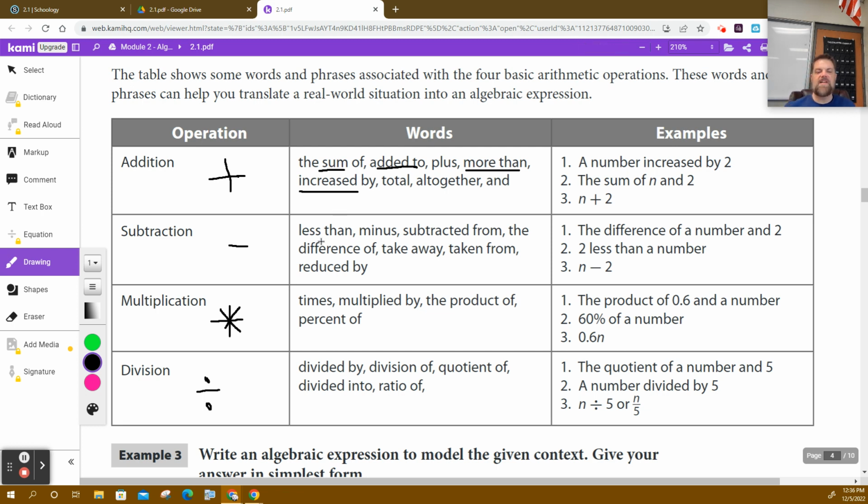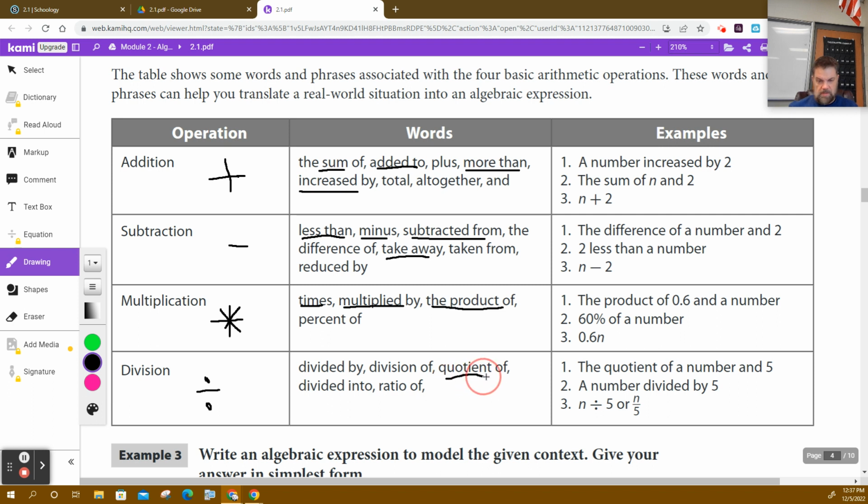Okay? Same thing down here for subtraction. If it says less than, it's probably subtraction, but you really got to think about, does it really mean subtraction? Now, if they say minus, that's definitely subtraction. If they say subtracted from, that's definitely subtraction. If they say take away, that's definitely subtraction. When they straight up say times or multiplied by or the product of, that's multiplication. If they say percent, you multiply by a decimal. But you got to know that the decimal needs to be converted, right? 60% is 0.6.